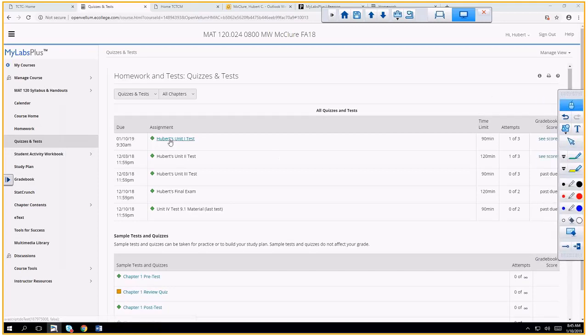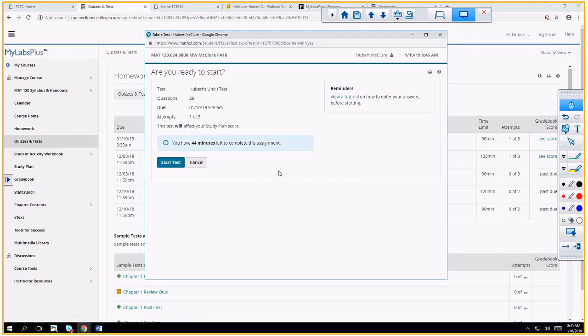So click on it. It even tells you again, for those people that can't read, you got 26 questions. They're about 4 points apiece. Got the due date, number of attempts. You have 44 minutes left. Start test. Now the reason it says start test is some of y'all try to take a test during a thunderstorm and a lightning storm. That's not a good idea.